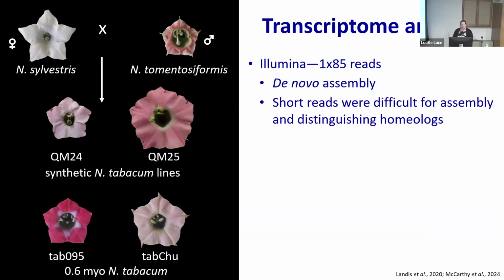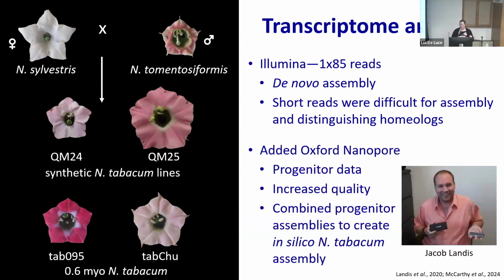We used a de novo assembly approach to analyze that data, but we found that these short reads made it really difficult to distinguish between our two progenitor copies. And so when I got here, y'all might recognize him, Jacob Landis. You'll see his face a couple times. So in collaboration with Jacob, we added some long-read Oxford Nanopore sequencing to our progenitors to be able to increase the quality of our assemblies. We made those diploid assemblies, put them together in silico to create our allopolyploid assembly. And with that long-read data, we were able to distinguish between our two copies. So doing great.